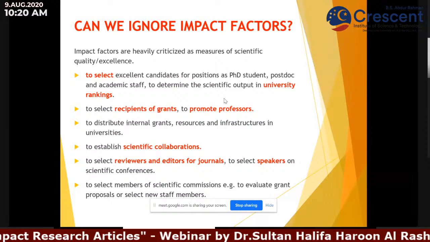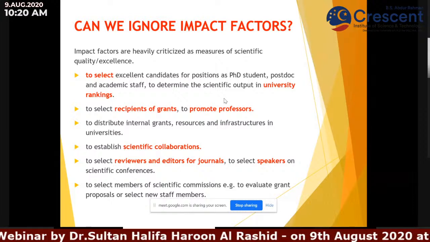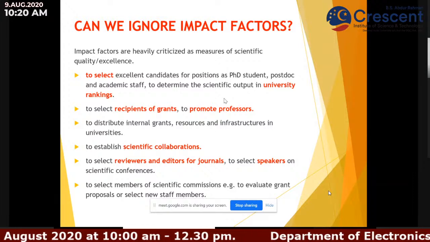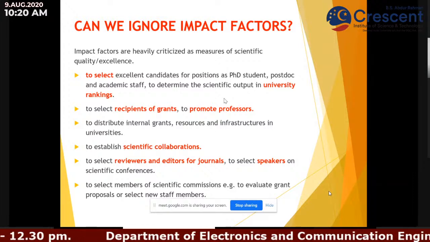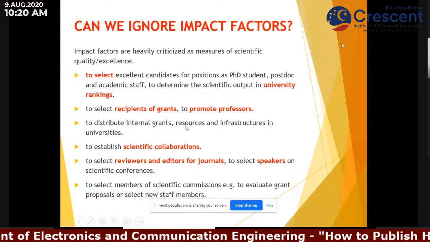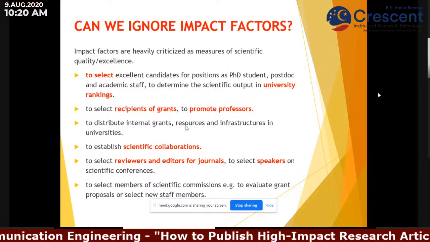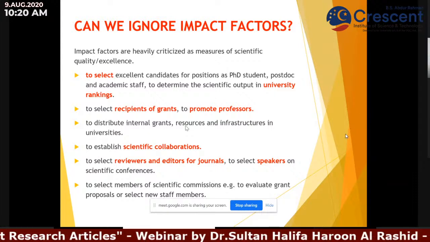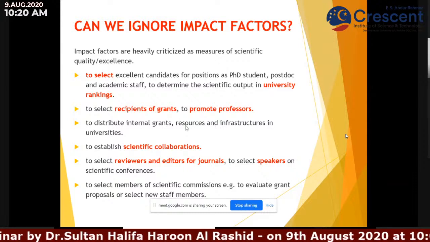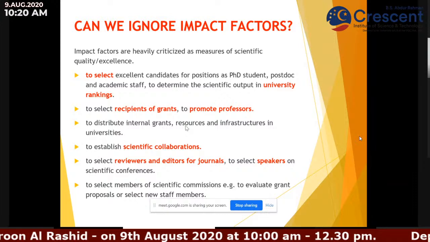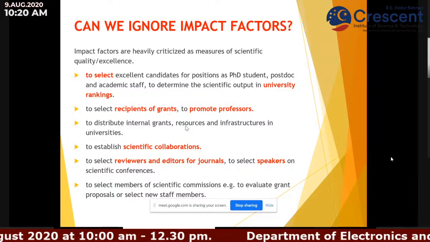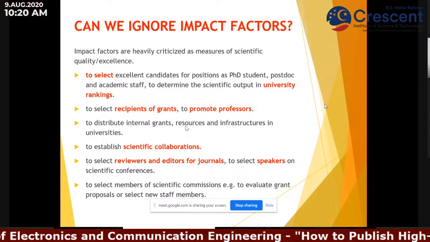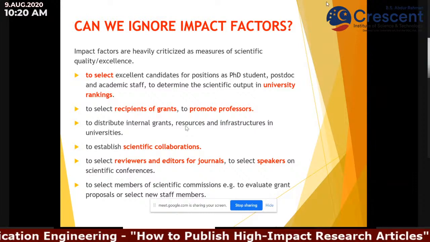Say, for example, I'm writing a few grants and they will check my track record, and there's a high possibility that the grant is awarded to me. And when you publish more, you go to really high impact conferences where you are able to make scientific collaborations. Again, to become an advisor to the government, to become an editor for a journal, to be selected as a speaker for a scientific conference, to be a member of a scientific commission or to evaluate grants, all you need is really, really high impact papers. So the whole point of this webinar today is to make you acknowledge this importance and also give you some tips on how to publish high impact factor papers.